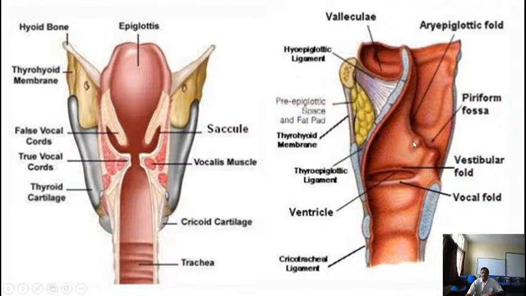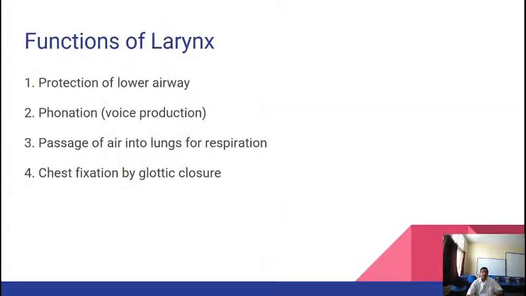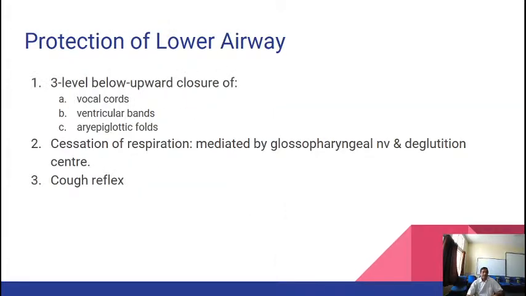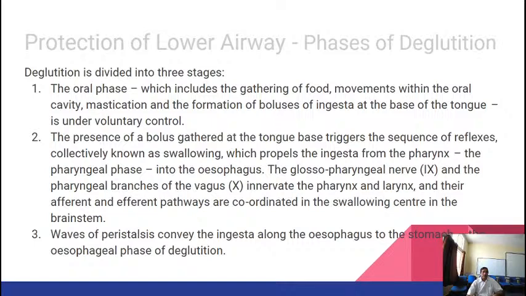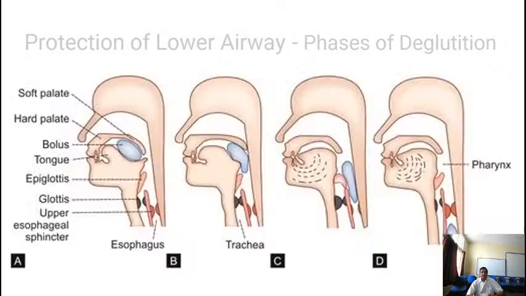That is, the aryepiglottic folds to some extent close the passage, then the false vocal cords, then the true vocal cords, and so the entire laryngeal inlet is closed if there is any saliva or food trying to enter. This usually happens during deglutition, when you are swallowing. Now, swallowing is divided into 3 phases: the oral phase, the pharyngeal phase, and the esophageal phase.